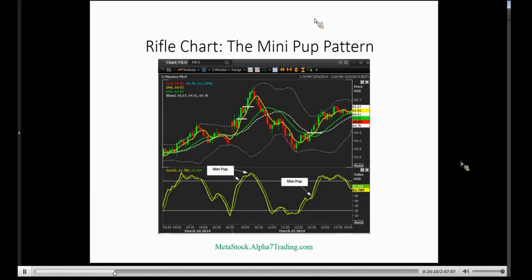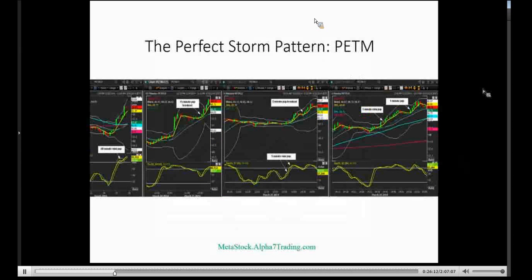All right, and this is your perfect storm pattern, and what I do with that is I look for the mini pups or the pups, okay, on 3 or more simultaneous time frames. So utilizing the 1, 5, 15, 60, and the daily intraday, and then the weekly, monthly. For the intraday, you want to use those 4 time frames specifically.